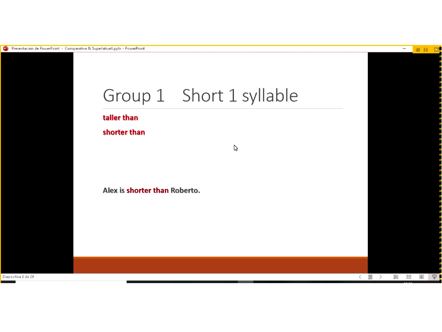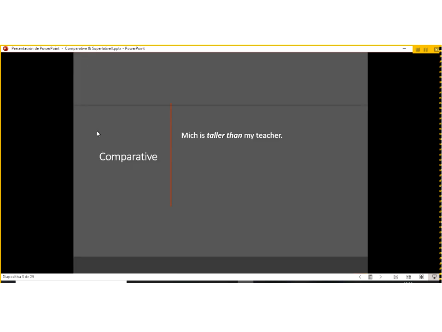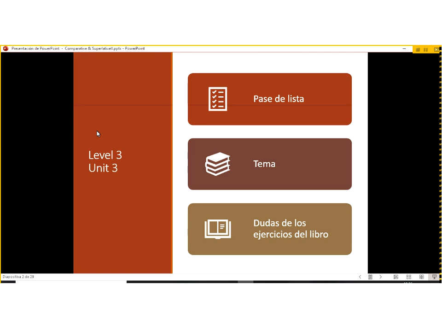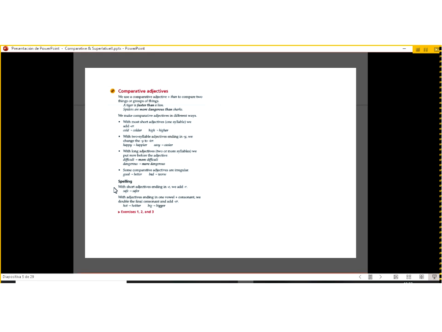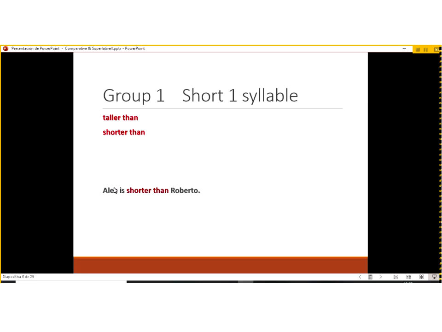So we have now here a very, very short summary just to see the examples. Well, I'm sorry, I know the pictures are not clear enough, but you have this in your book, so you can refer to these grammar explanations in your books, yes? Well, so we have then the group number 1, short words, one syllable. Tall, taller than. Short, shorter than. Example, Alex is shorter than Roberto.